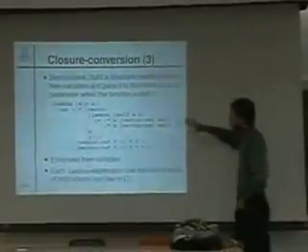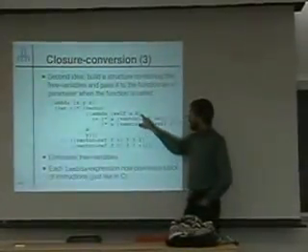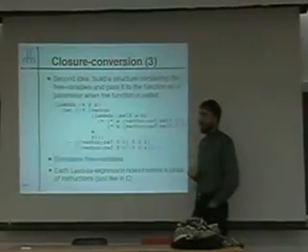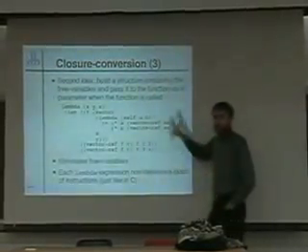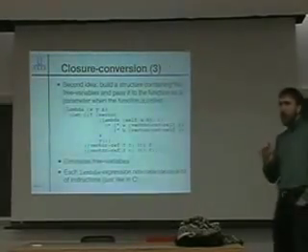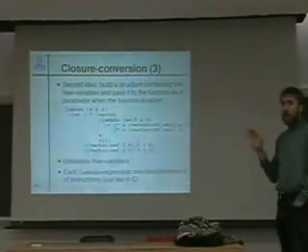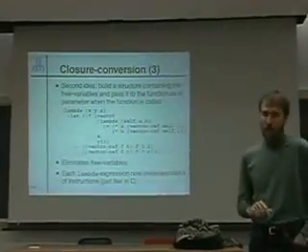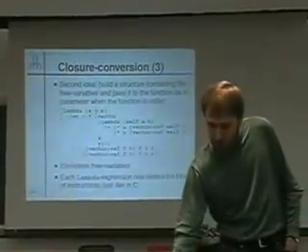Now if you do this, you'll notice that there are no free variables in this lambda. If you do closure conversion in a systematic way over your program, then all of your lambdas have no free variables. So it eliminates the problem of free variables.